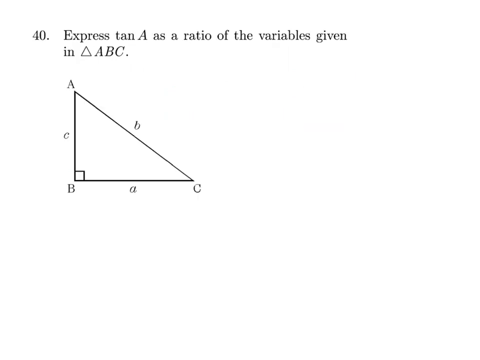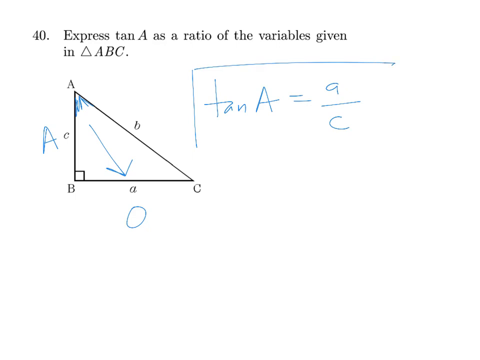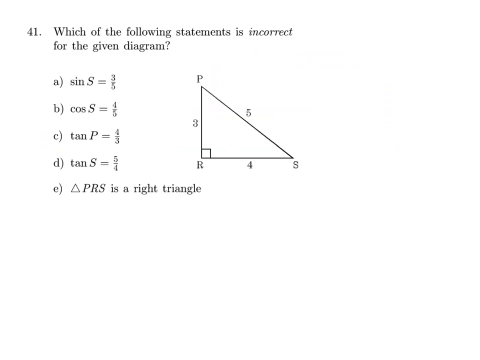Express tangent of A as a ratio of the variables given. So I have A here. Tangent is opposite, which in this case is lowercase a, over adjacent, which is lowercase c. Done.